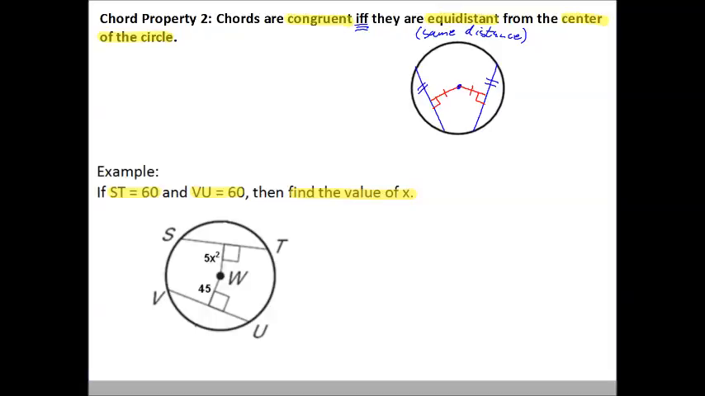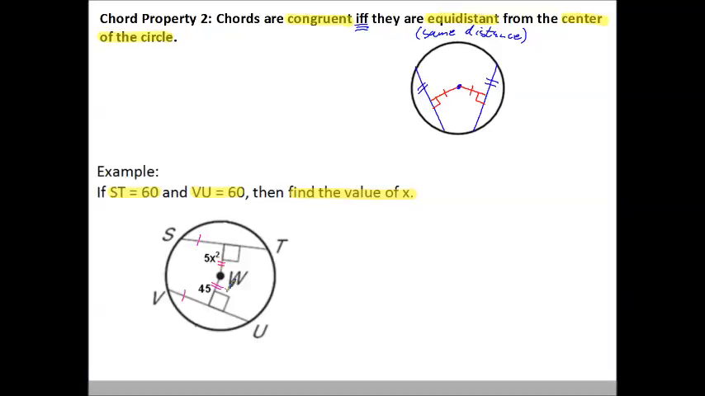So here we have to dig a little bit to figure out what we're given and what that really means. If ST measures 60 and VU measures 60, then that means that ST and VU are congruent. So we can mark these two congruent. And if these two are congruent, then they are equidistant. They are the same distance away from the center W of our circle. That means that these two distances are also congruent.